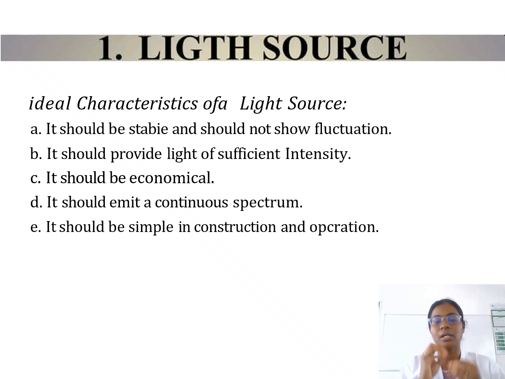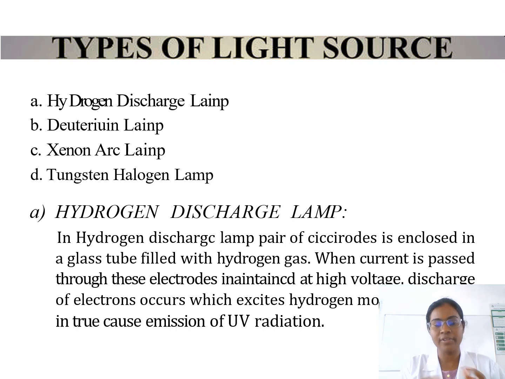So it should be a simple construction of the instrument. The first one is the hydrogen discharge lamp. The second one is the deuterium lamp. The third is the xenon arc lamp. And the fourth one is the tungsten halogen lamp.